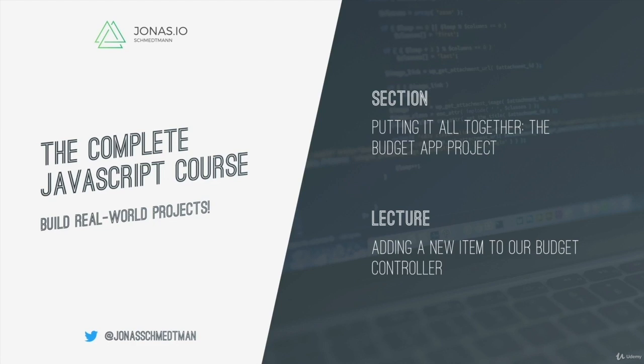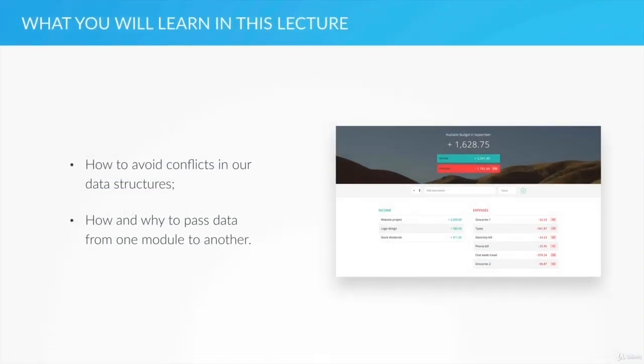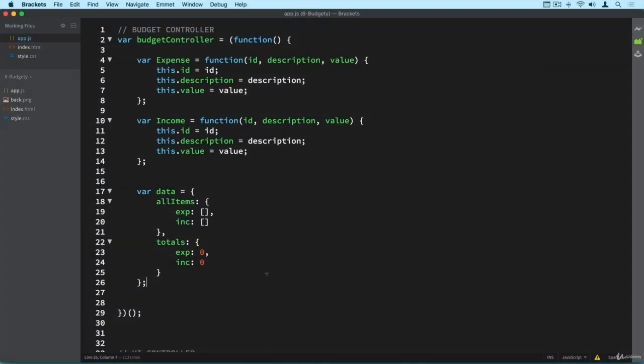Let's now finally use the user input data to create a new item in our budget controller data structure. And by doing that, we'll learn how to avoid conflicts in our data structure and also how and why to pass data from one module to another. And we actually already did that, but in this lecture, it will make even more sense. So let's now create a public method right here in the budget controller that's gonna allow other modules to add a new item into our data structure.